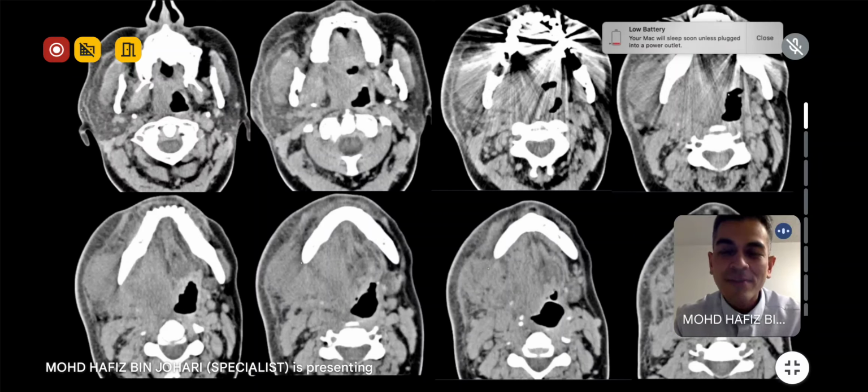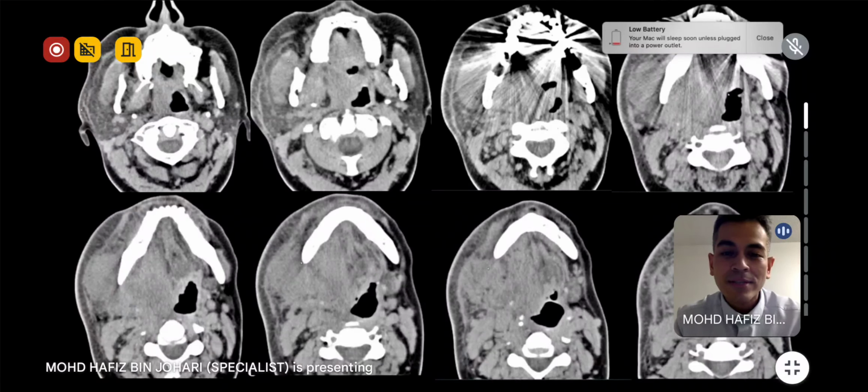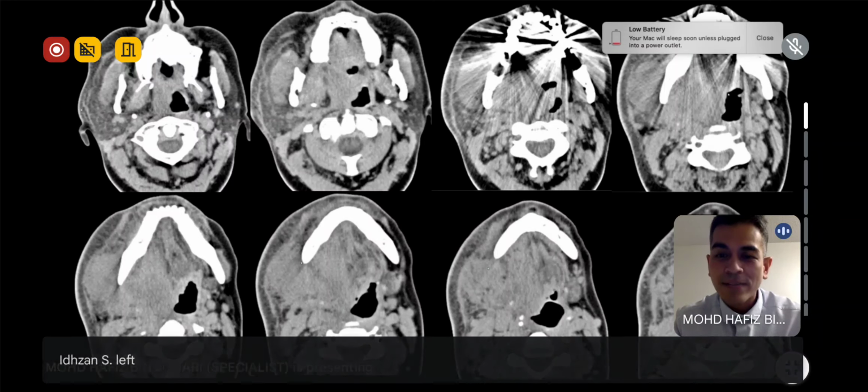So the inflammation also involves the submandibular gland. That's why you cannot see it. Actually, there's also cellulitis, but when you tie everything together, it is cellulitic change of the floor of the mouth, causing a compromise to the airway. So this is compromise to the oropharynx. This is an example case of Ludwig angina.